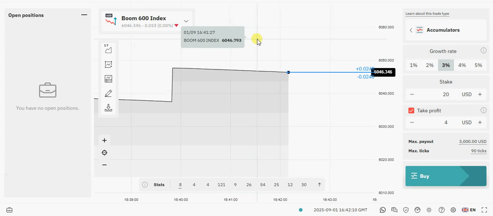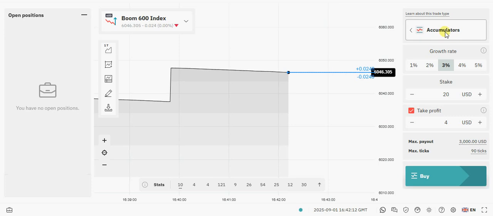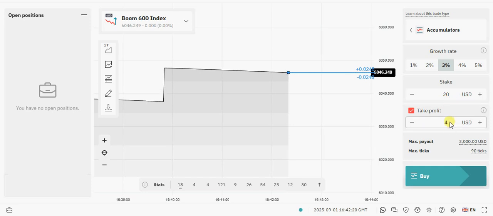So once you log in, go to Boom 600, go to accumulator, set the growth to 3%, enter the amount you want to stake. In this case I'm staking $20, and the profit is set at $4. You can set lower, but don't let it exceed $4, because you can repeat the process. If you wait for a minute or thereabout, or 2 minutes, then repeat the process again.